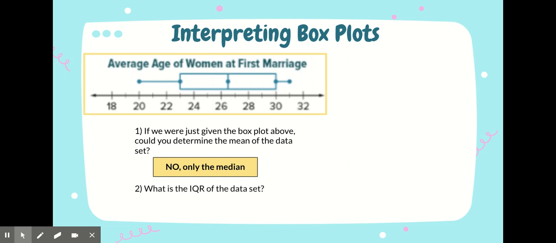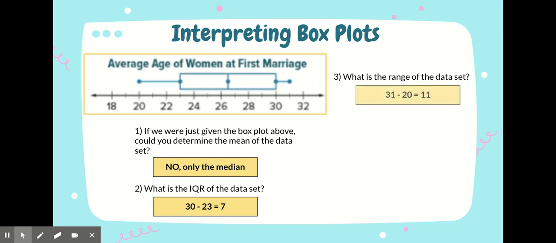What is the IQR of the data set? Well, looking at that box, we have 30 minus 23, which gives us an IQR of 7. What is the range of the data set? Taking the maximum value of 31 and subtracting the minimum of 20, I get a range of 11.